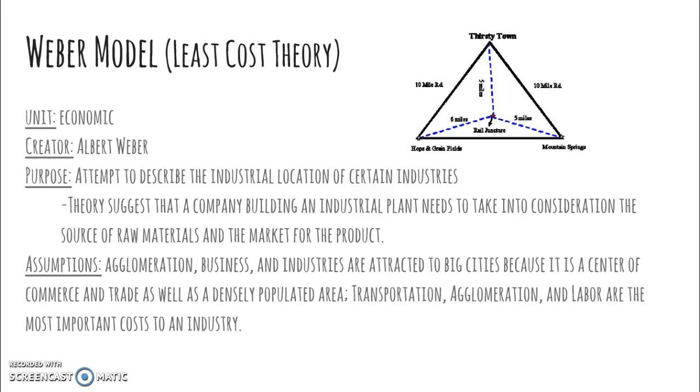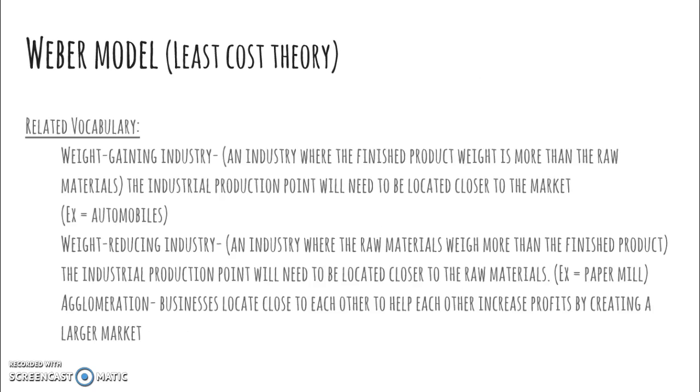And then the Weber model is in the econ unit, and it attempts to describe the industrial location of certain industries based on the raw materials and the final products. It suggests that a company building an industrial plant needs to take into consideration raw materials and product. Assumptions are that agglomeration business and industries are attracted to big cities because it is a center of commerce and trade as well as a densely populated area. Transportation, agglomeration, and labor are the most important costs to an industry.